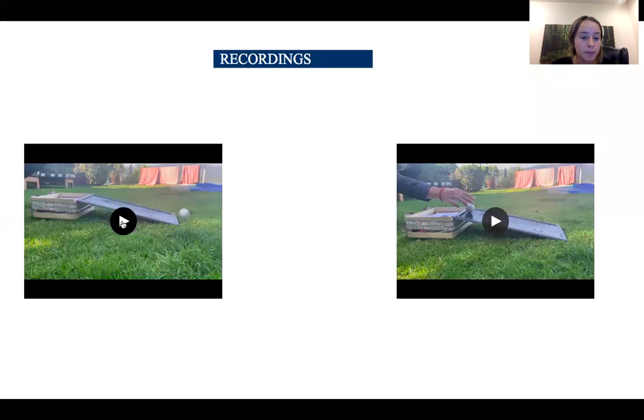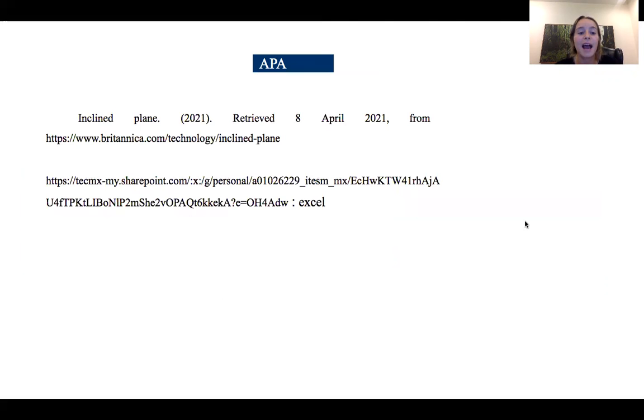And here are my recordings, my evidence. I leave them there so you can see them. And my APA references: in the first one I only used one citation, and the other is the Excel. So if you want to see my numbers and graphs, you're welcome.